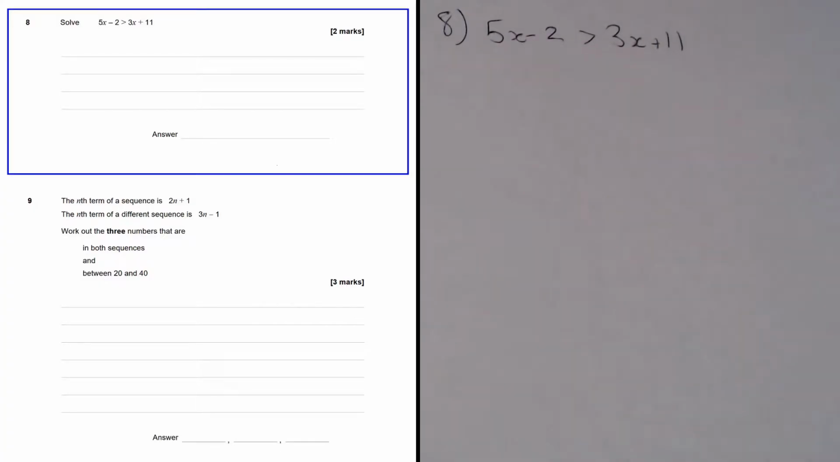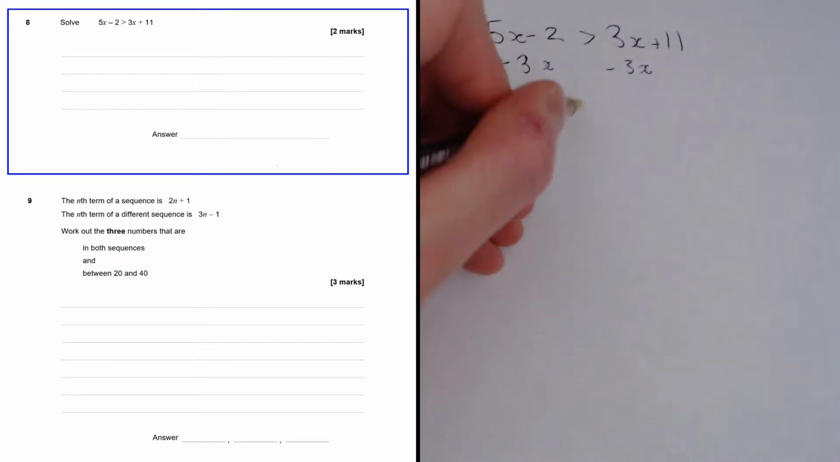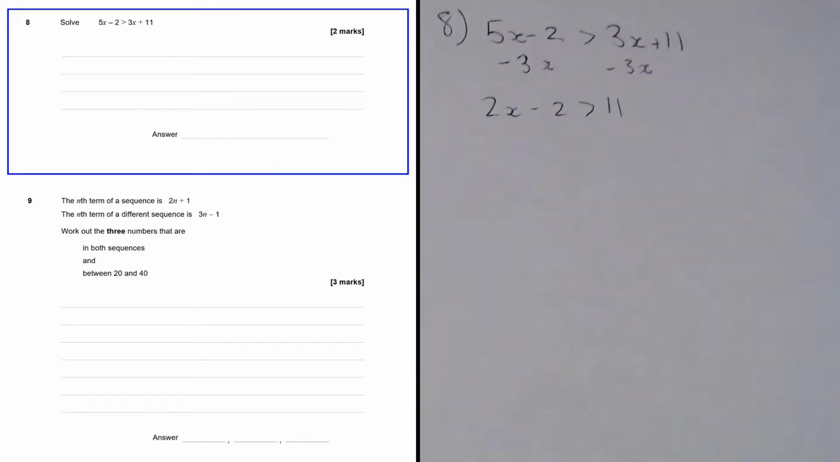Question 8 asks us to solve the following inequality. 5x minus 2 is greater than 3x plus 11. The way I would solve this is to get all the x terms on one side. So if we minus 3x from both sides, we're going to get that 2x minus 2 is bigger than 11.